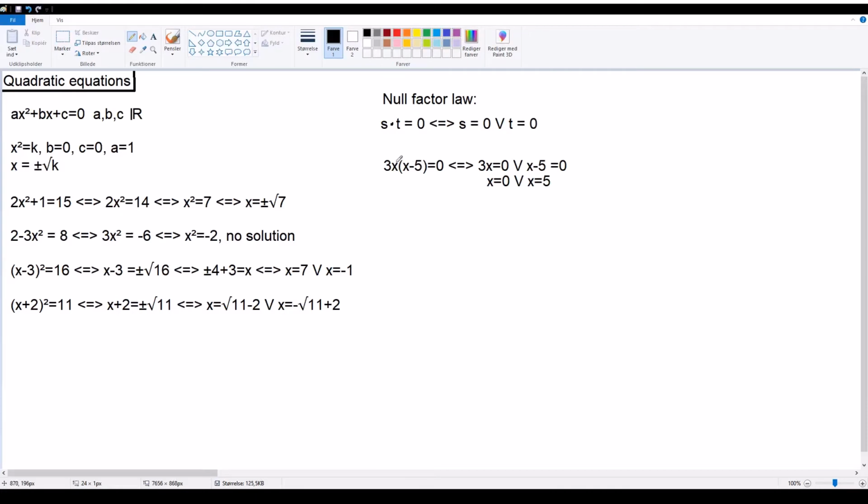An example of this is this equation here, where 3x multiplied by, in brackets, x minus 5 is equal to 0. 3x is our s value, and x minus 5 can be our t value, which means that either 3x is equal to 0 or x minus 5 is equal to 0, which means that x is either equal to 0 and/or it's equal to 5.